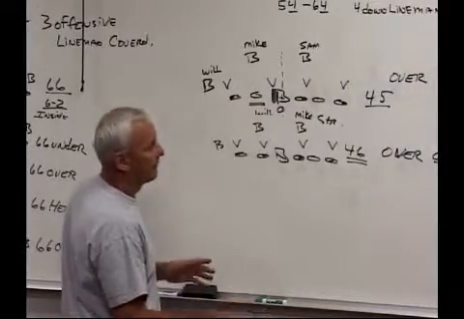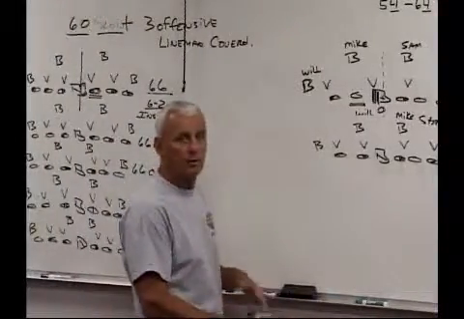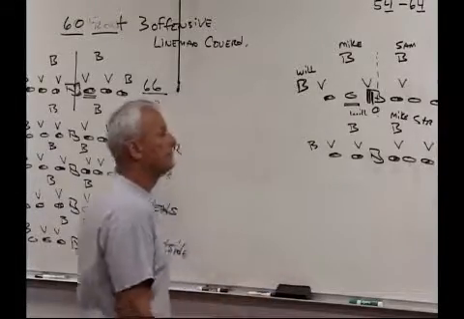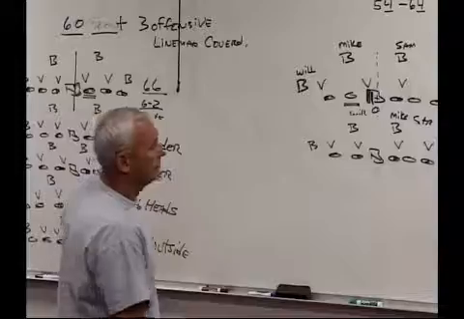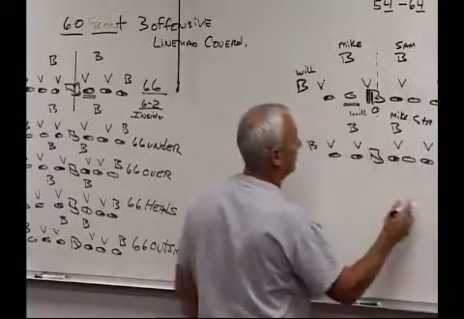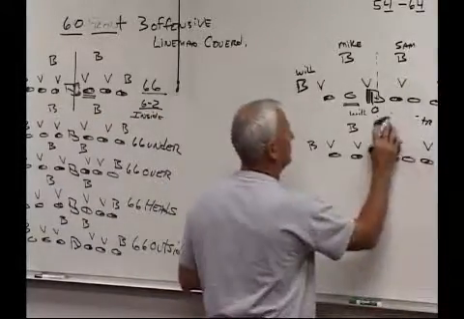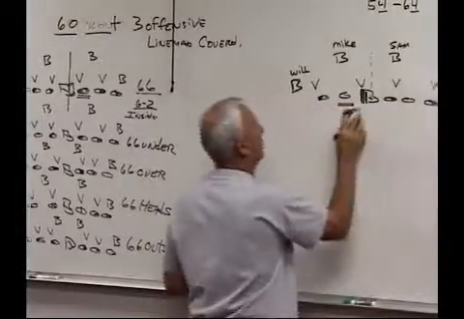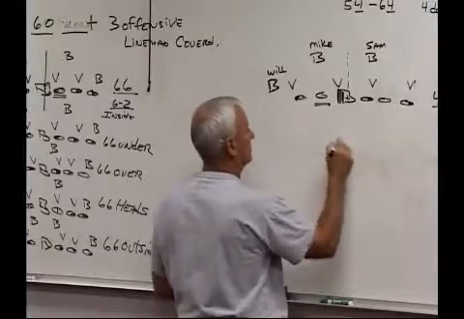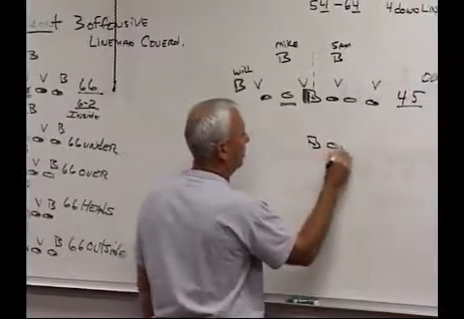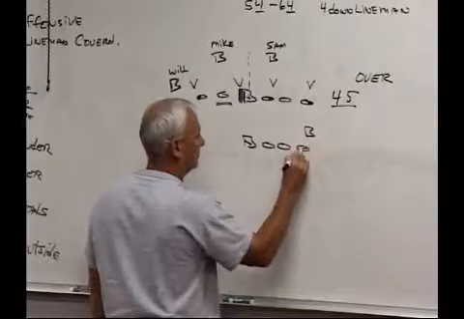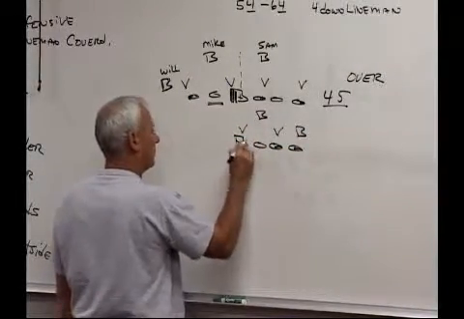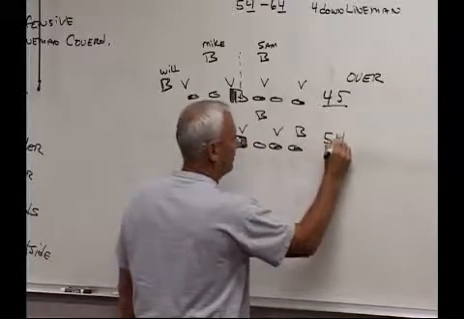So you can have a 45, a 46, a 54, a 64. That's the combinations you can have. You got over, under. So here's what we're going to learn to block. We're going to block an over front, which is a 45. We're going to block an under front, which is a 54.